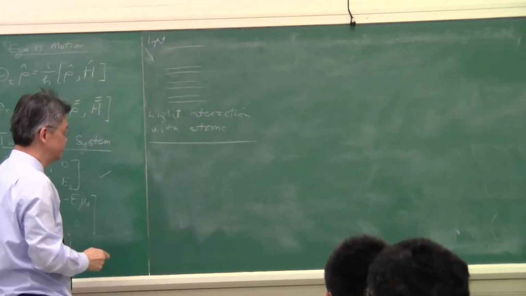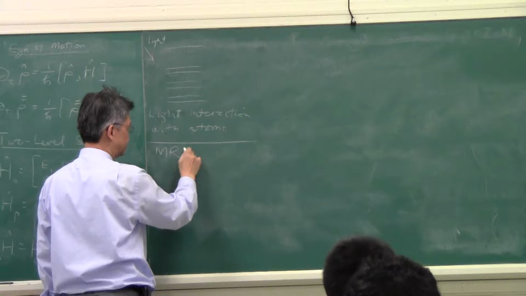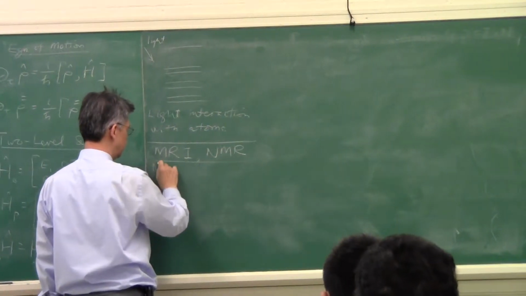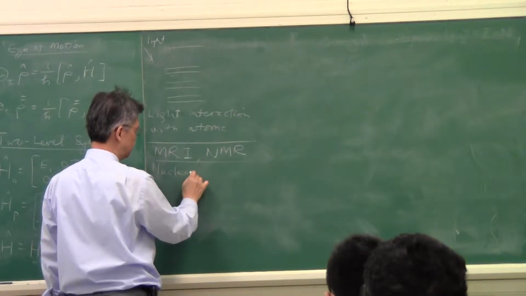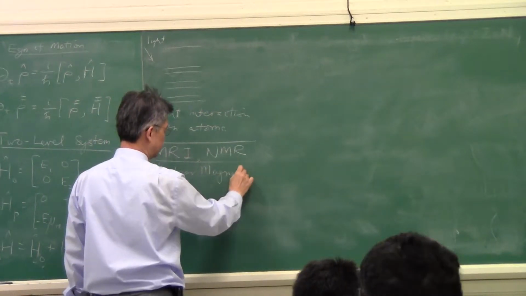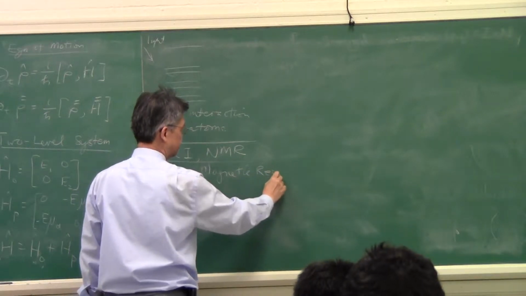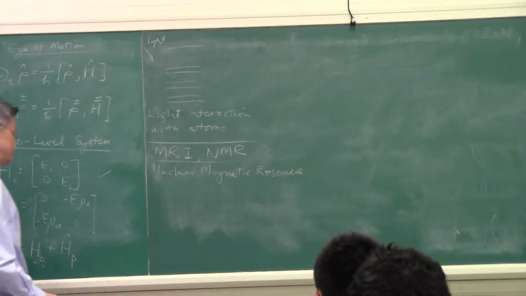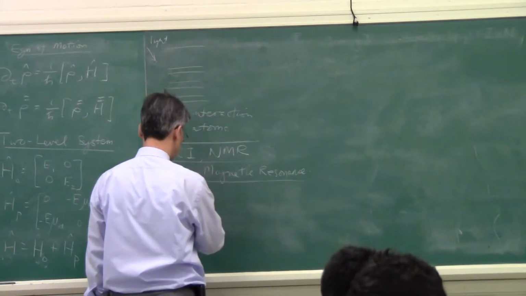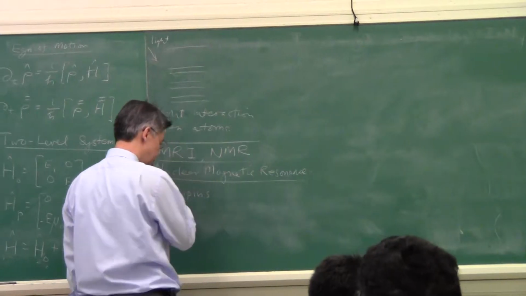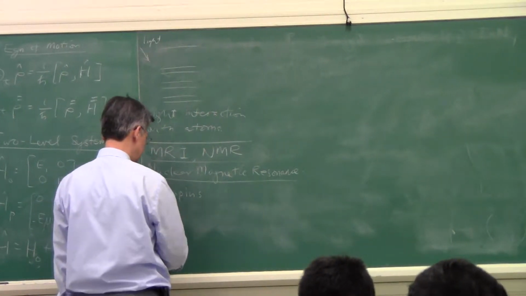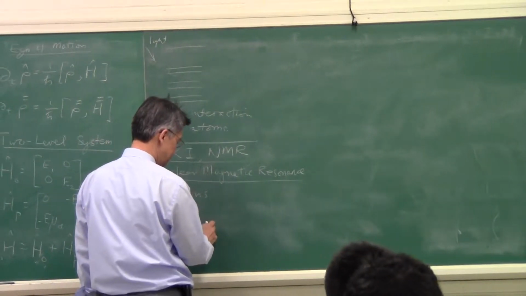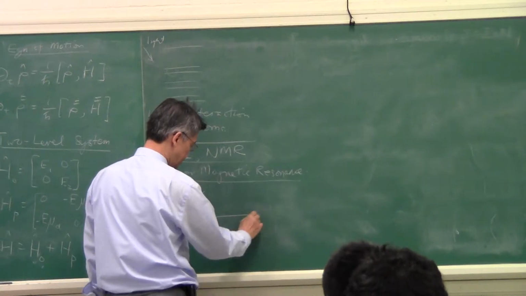Another way that you find this kind of system is in MRI, magnetic resonance imaging, or NMR, nuclear magnetic resonance. Okay, in that kind of system, what you have is that you have spins. And you have a bunch of spins, and if there's a DC magnetic field, B0, pointing in this direction, then the spins will split into two energy levels.